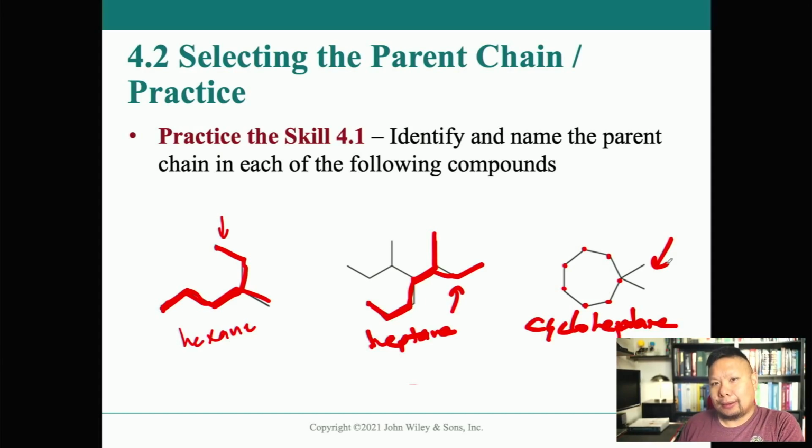2 methyl cycloheptane, right? But there's 2 methyls there, so it would actually be 2 methyl cycloheptane, right? Sorry, I'm skipping ahead. Let's keep going. Walk before you run.